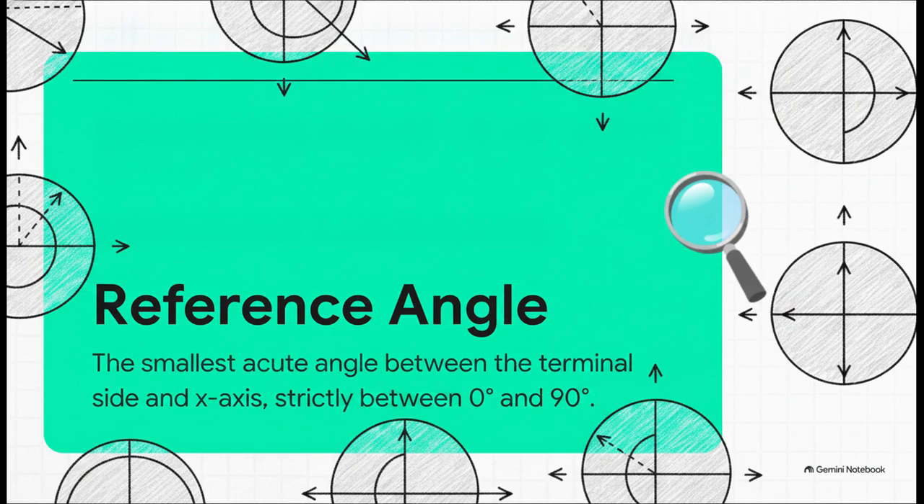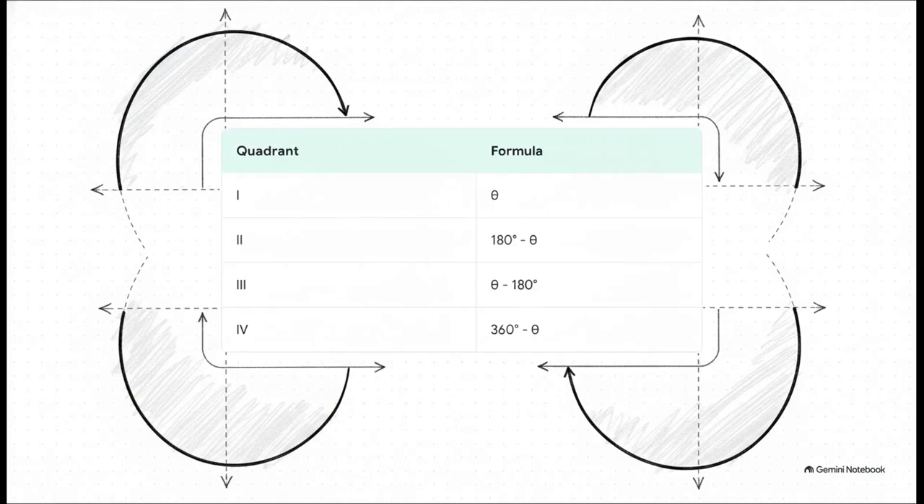No matter if your angle ends up pointing up and to the left or way down and to the right, you just want to find the smallest, tightest angle that takes you straight back to that horizontal line. And because it's the absolute shortest path, it's always an acute angle. It's strictly between 0 and 90 degrees. And depending on which quadrant your angle actually lands in, you can find that shortest path using these formulas right here. Let's break this down a bit.